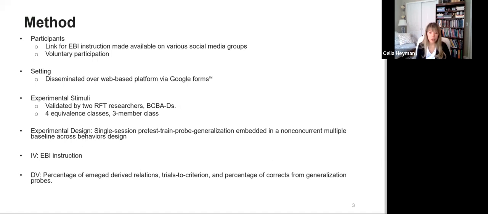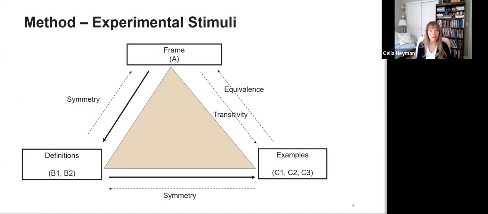For the experimental design, we used a non-concurrent multiple probe across behaviors with each leg including the phases of pretest, train, probe, and generalization. The first leg consisted of the coordination and comparison relational frames, and the second leg consisted of the causal and hierarchical frames. The study was conducted in a single session to reduce confounding variables. The primary independent variable was the EBI instruction in the form of a matching-to-sample task, and the primary dependent variables were the percentage of emerged derived relations, trials to criterion from training trials, and the percentage of correct trials from generalization probes. Each concept had a 3-member class consisting of the label of the frame, definition, and example.